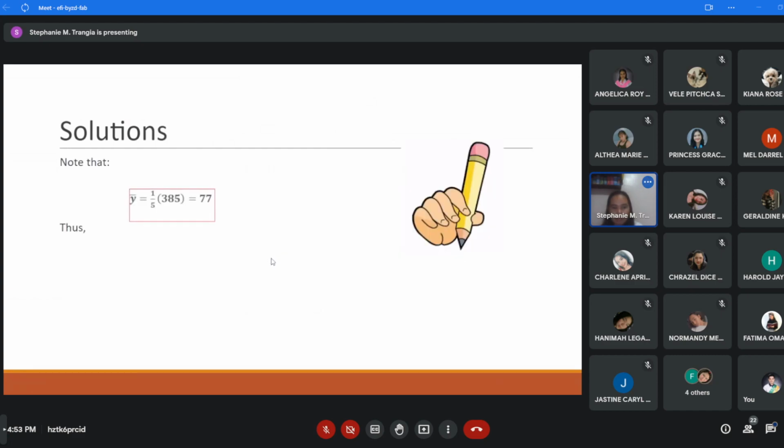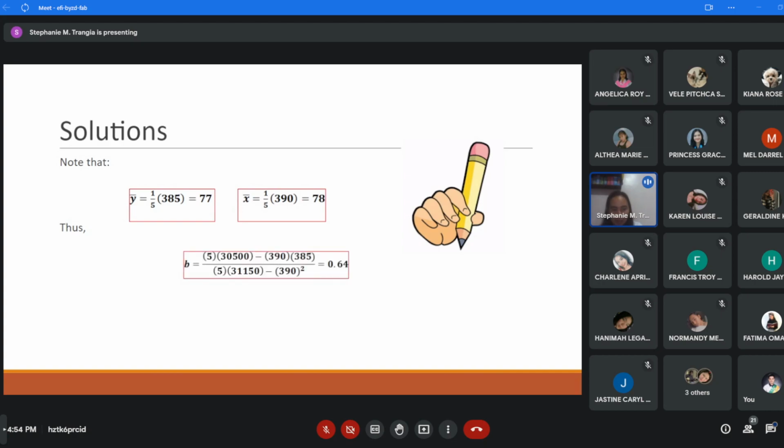Now, note that, kanang 1/5, pwede gihapon ninyo i-over sa 385 ha. 385 is the sum of Y divided by the total number of respondents. You have 5. So you have Y bar, meaning the mean of Y, as 77. Next is X bar. Pwede ra gihapon ninyo ang 5 i-over na sa 390 ha, to get the mean of X. So that's 390 over 5, which is equal to 78.